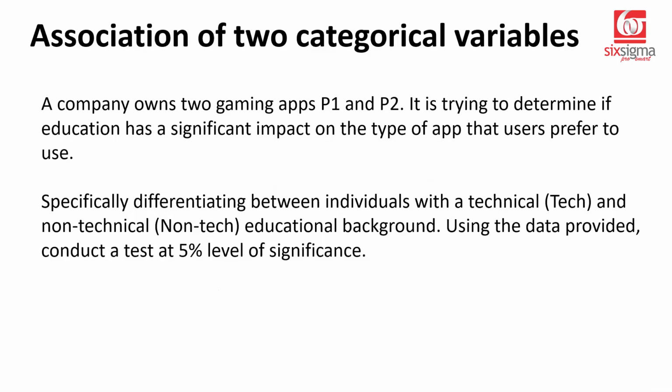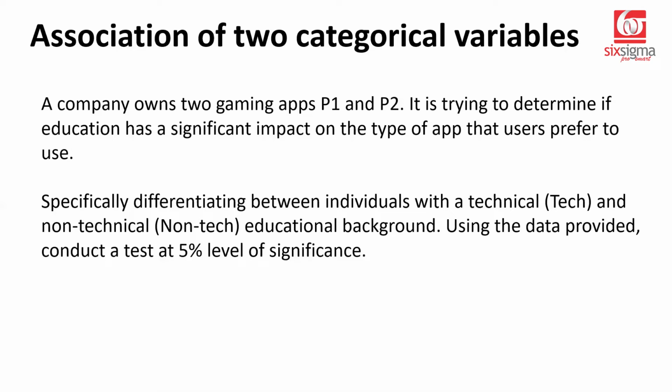So let's say we are trying to check the dependence of two variables, and the problem statement goes like this. A company owns two gaming apps, P1 and P2. It is trying to determine if education has a significant impact on the type of app that users prefer to use, specifically differentiating between individuals with a technical, tech, and non-technical or non-tech background. Using the data provided, we can conduct a test of hypothesis.